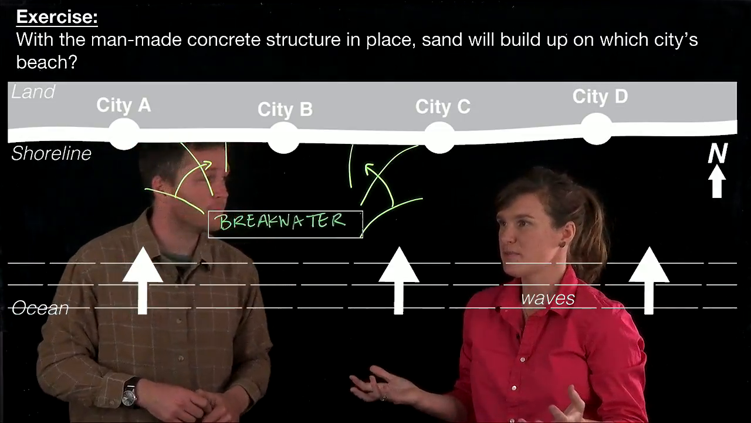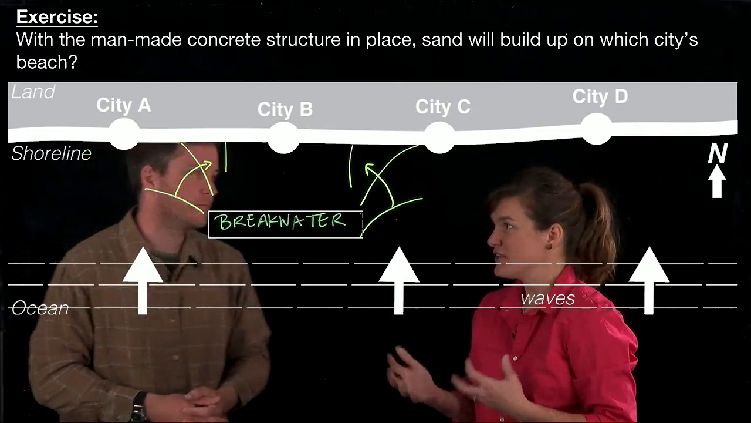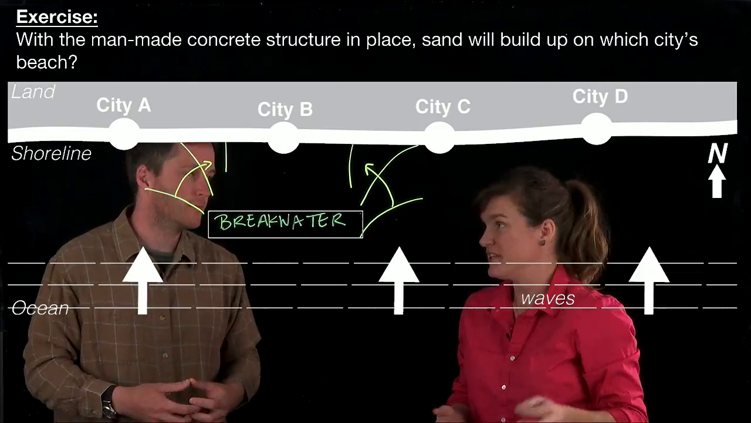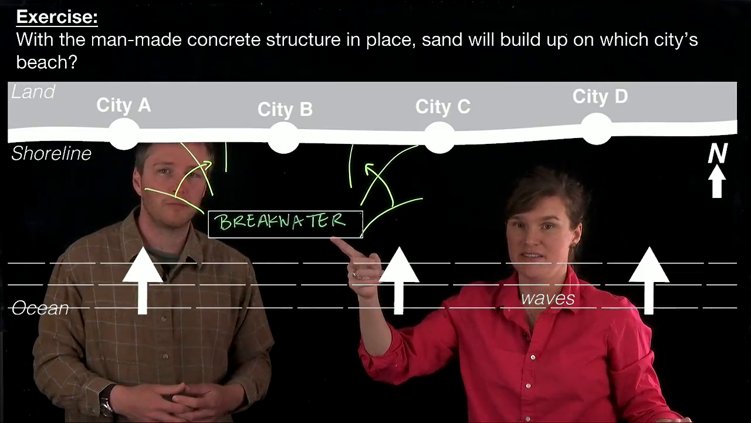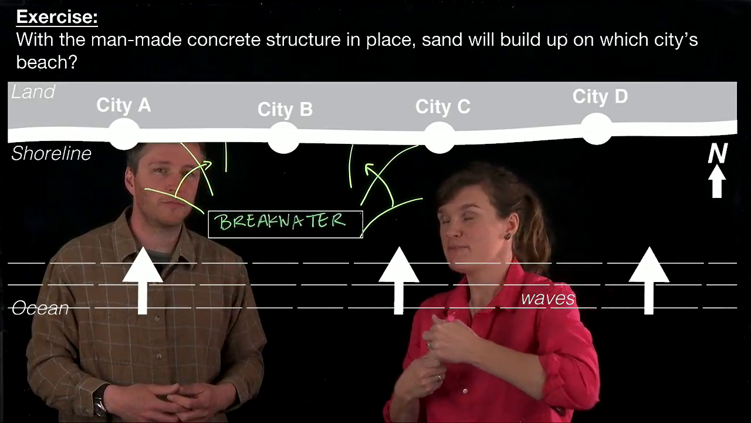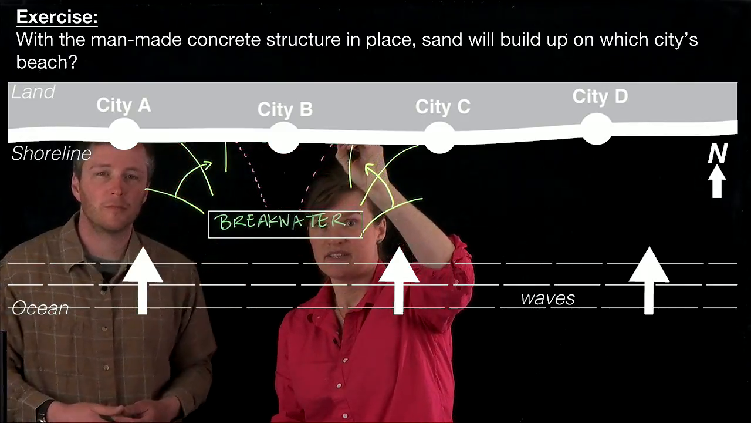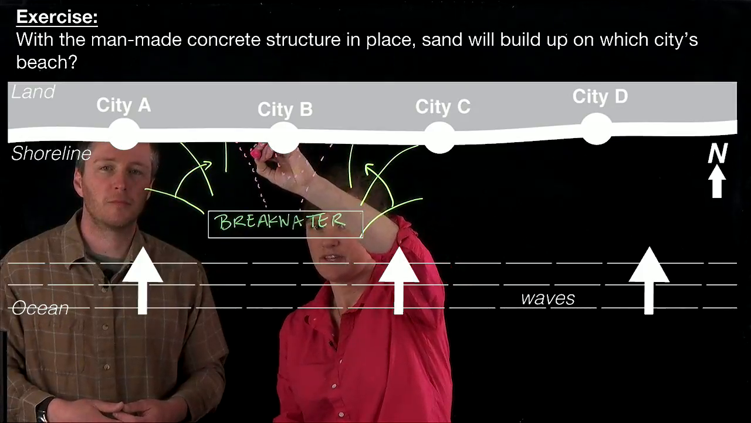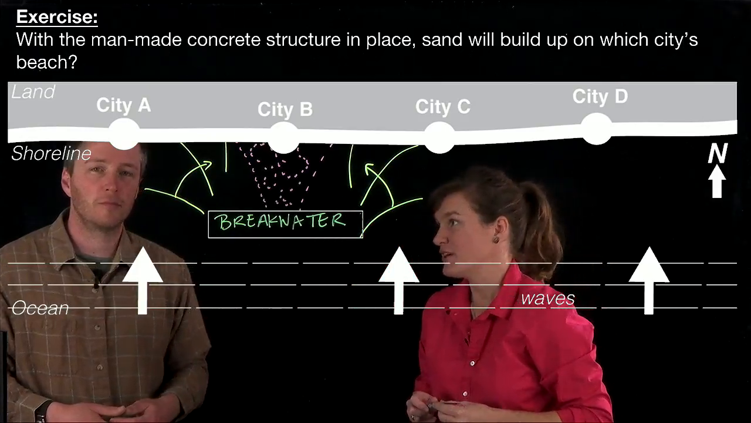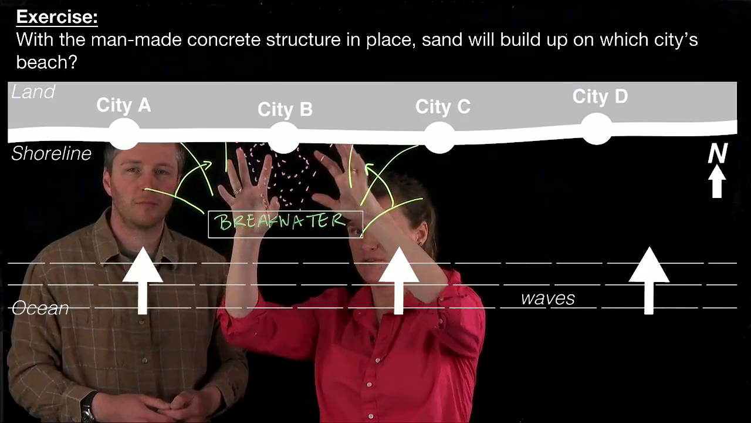Okay, so let's talk about sediment transport. We know these waves are carrying some particulate within the wave, and they also tend to pick up sand from the beach. So if we look at the influence of this breakwater over time, we should start to see a pattern where sand builds up in a pattern something like this. We'll see a lot of sand build up in front of City B and behind this breakwater.